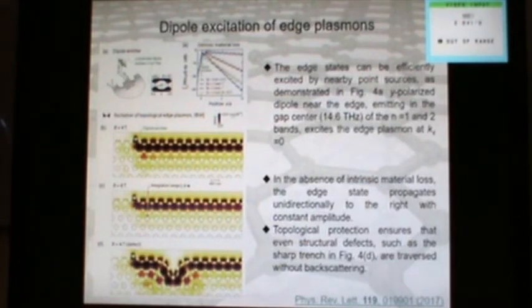So you can see that without the magnetic field, the edge plasmon is zero. If you apply a magnetic field of 4 Tesla, you can see that the edge plasmon propagates unidirectionally from left to right with constant magnitude. And it's very unique. Further, if you make a disorder defect here, you still can see that the edge plasmon propagates from left to right without backscattering. So that's the evidence of topological plasmons in graphene superlattice.